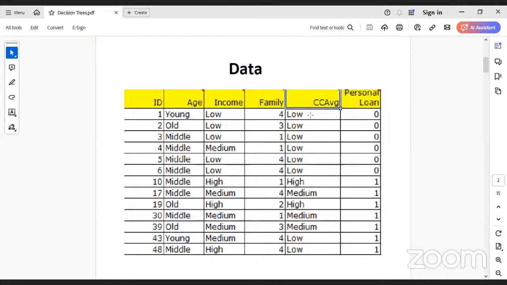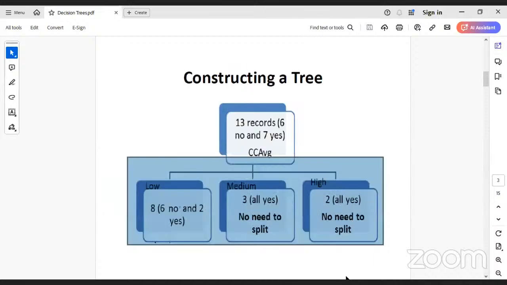The number of records coming under the low category: 1, 2, 3, 4, 5, 6, and the last two, total 8. So there are 8 records of low category, out of which the first 6 records are of class 0, that is no, and the last 2 records are of class 1, that is yes.